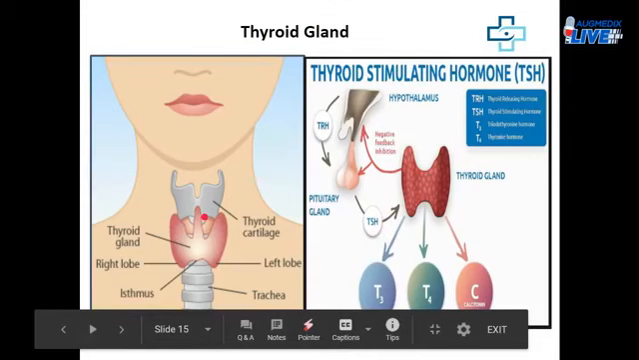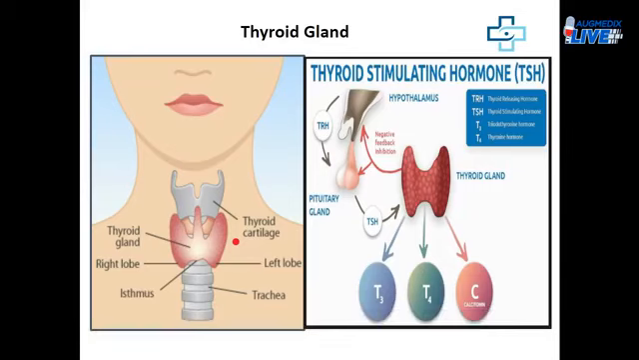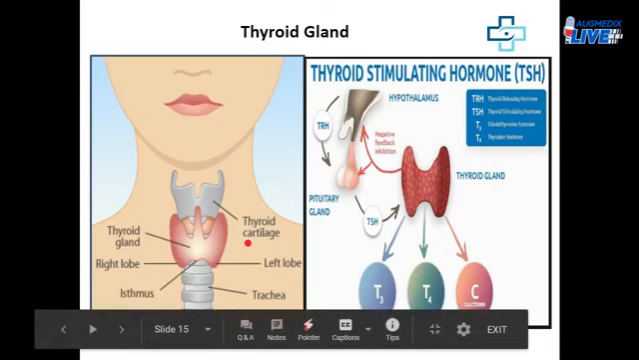Let's have a look at the thyroid gland once again. The thyroid gland is a butterfly-shaped gland located in front of the trachea, and it releases some important hormones. One is T3, the other one is T4, and then calcitonin. And it is controlled by the pituitary gland, which is the master gland, by the hormone TSH. The full form of TSH is thyroid stimulating hormone.